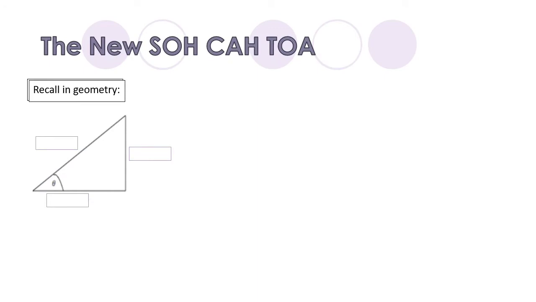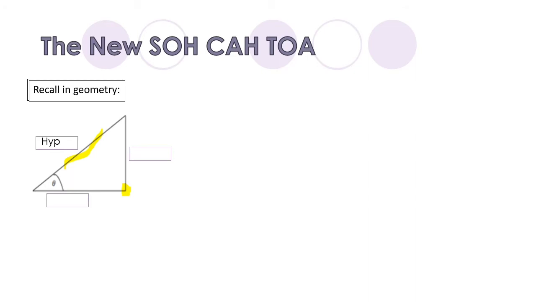All right, so we're going to connect something we may already know. If we're at the part where we're learning about the unit circle, we should already know about SOHCAHTOA. So first, let's look at the old version of what we might recall in geometry. If we have a right angle triangle, the first thing we usually label is the hypotenuse. That is opposite the right angle. So the right angle is over here. That means that the opposite side to that is the hypotenuse.